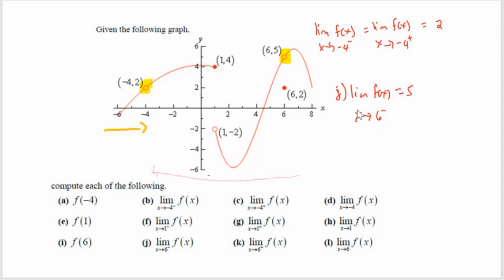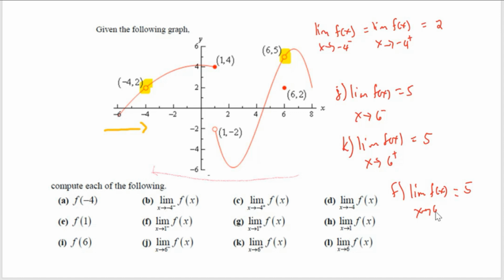Now the answer for that is still 5, because this is the point where we can see, although it is an open dot. So for letter K, we have the limit of f of x as x approaches 6 from the right is also equal to 5. Now, for letter L, we have the limit of f of x as x approaches 6. So this will be equal to 5 again, based on the graph.